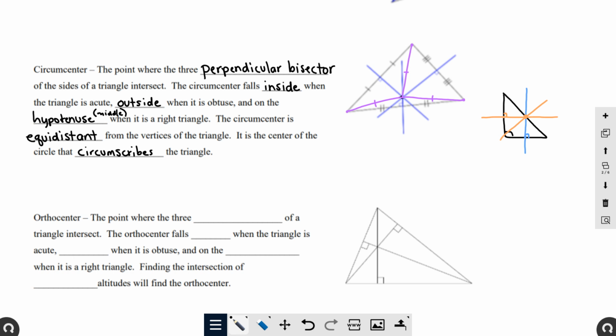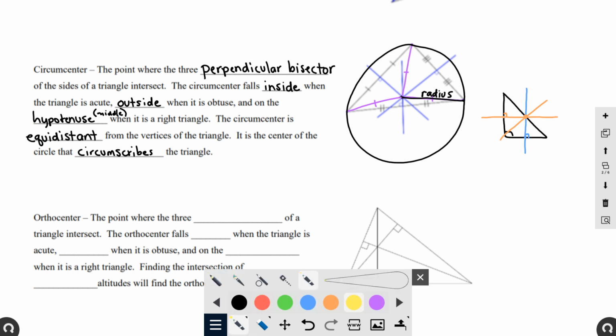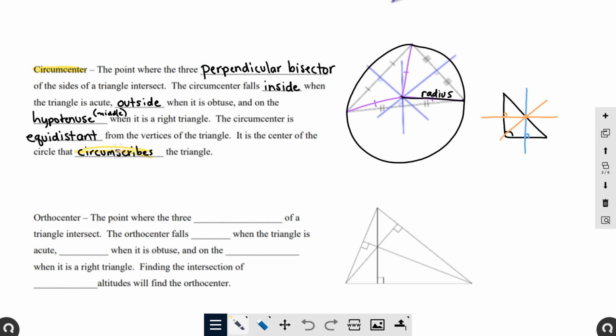It's on the outside. I'm going to have to draw a pretty big circle here, but hey, that was better than my last one. So what does that mean about the distance from the circumcenter to the circle? It's the, not diameter, but radius. It is the radius. So key thing on this one, keep in mind that the circumcenter circumscribes. Just like in-center inscribes, circumcenter circumscribes.